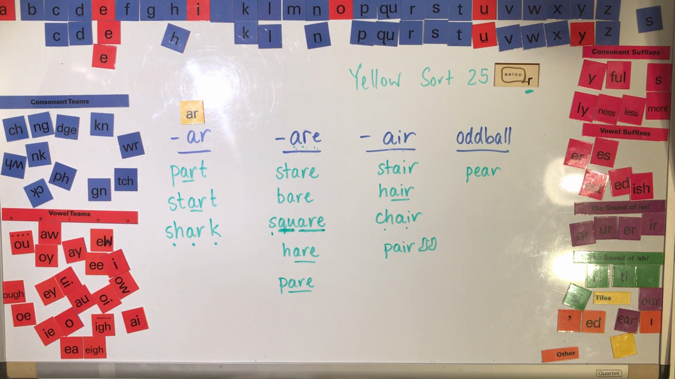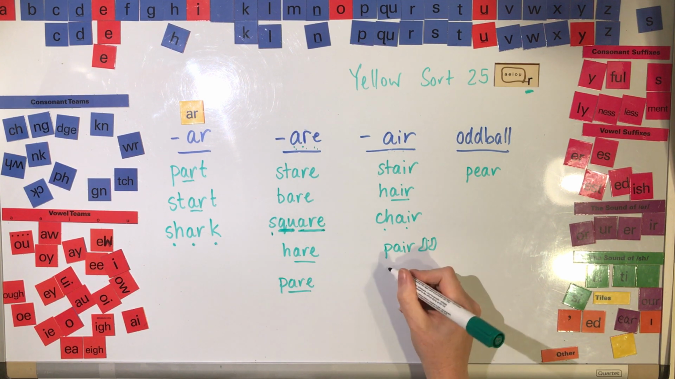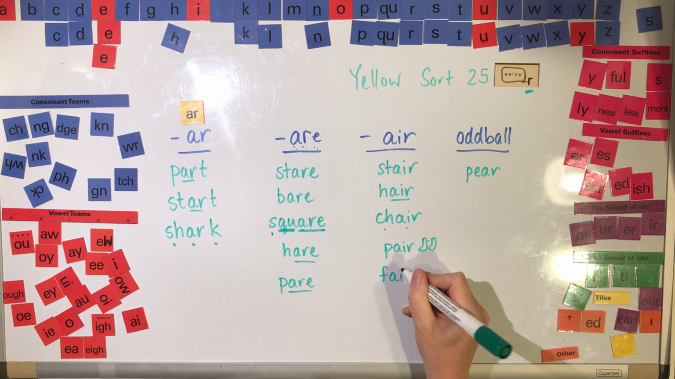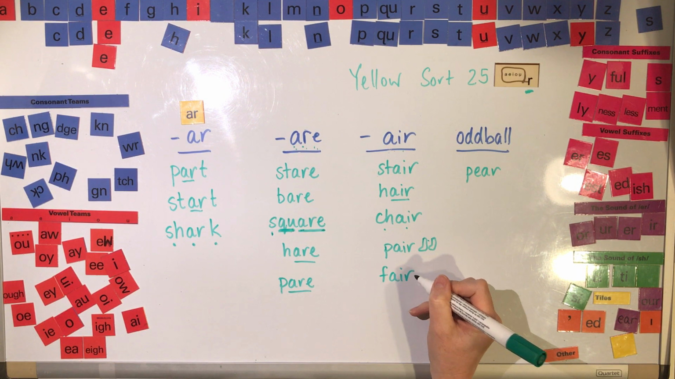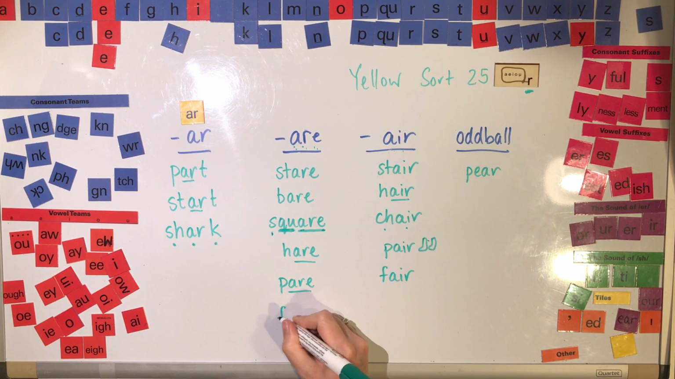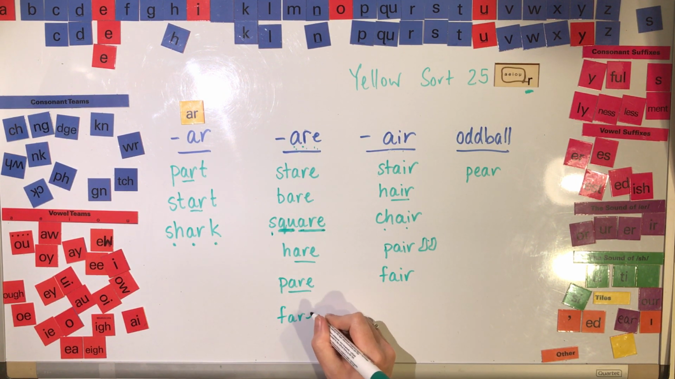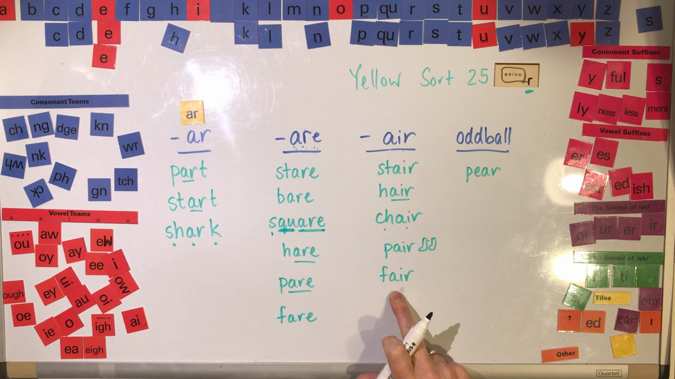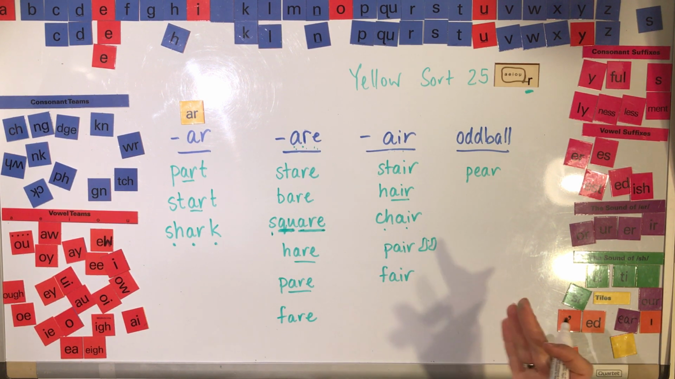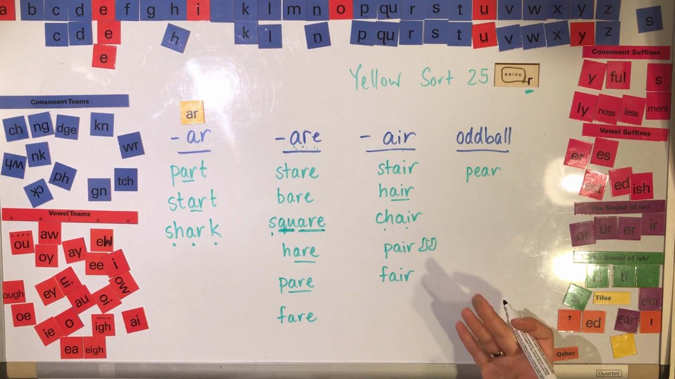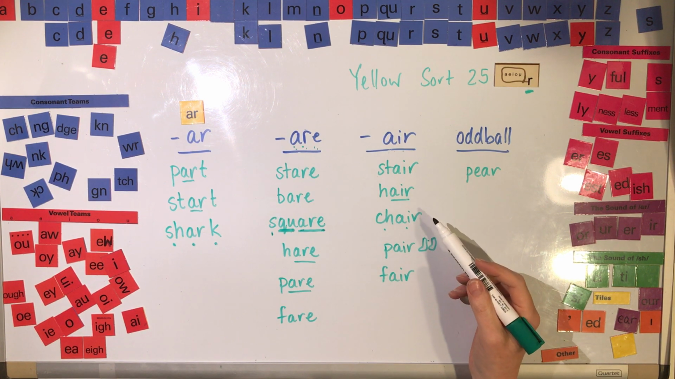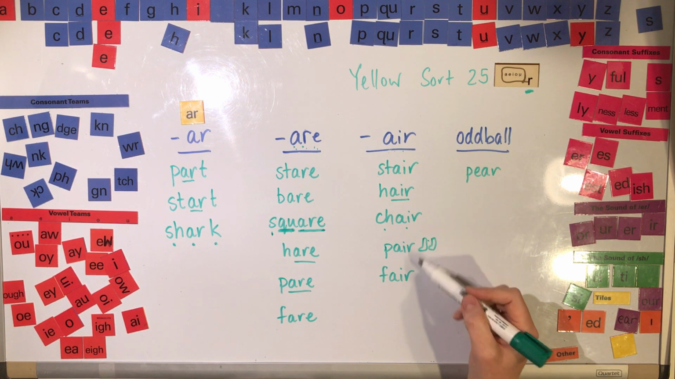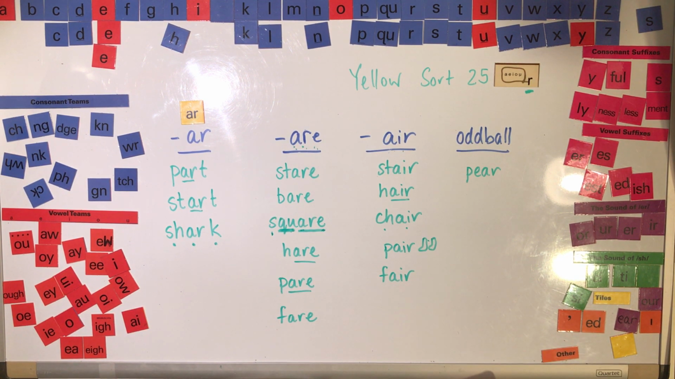Okay, what else have we got? We've got fair, keep it fair. But then we've also got fare over here, like how did you fare? Like how did you go at the race today? This is fair, as in keep it fair. Don't cut the cake unevenly, or that won't be fair. So we've got 1, 2, 3, 4, 5. Okay, so they're all our AIR words.